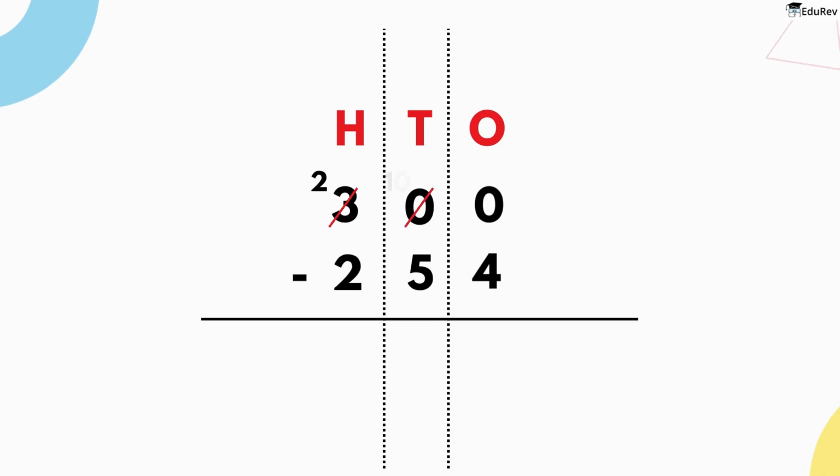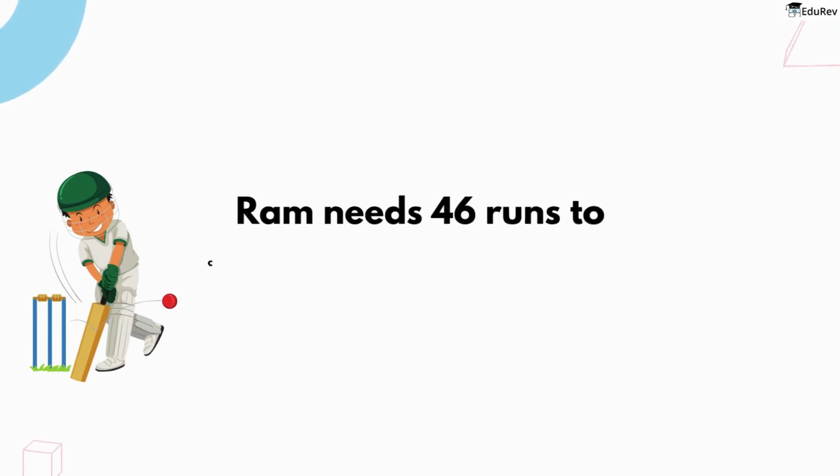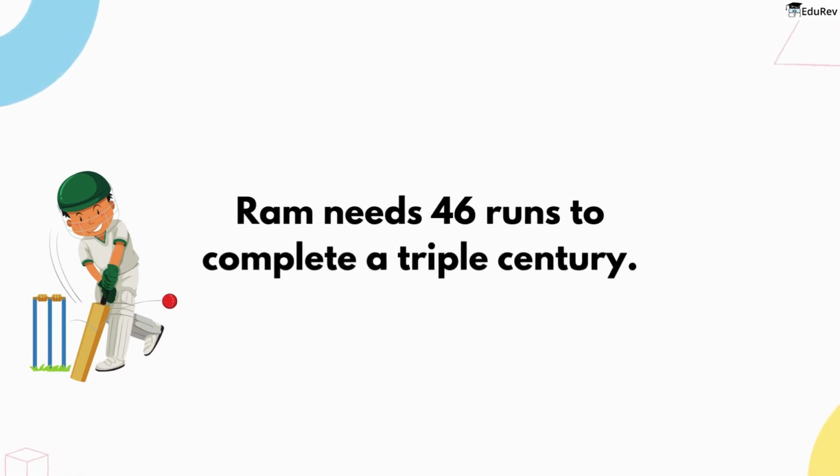Tens place becomes 10 as 100 is 10 tens. Ones place also borrows from tens place, so that 10 in tens place becomes 9 and ones place is 10. Now, in ones place, 10 minus 4 is equal to 6. In tens place, we have 9 minus 5 is equal to 4. Hundreds place, we have 2 minus 2 is equal to 0. So, Ram needs 46 runs to complete a triple century.